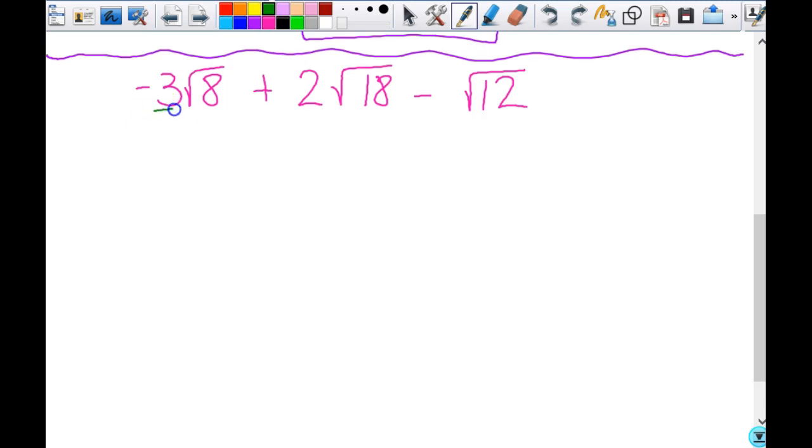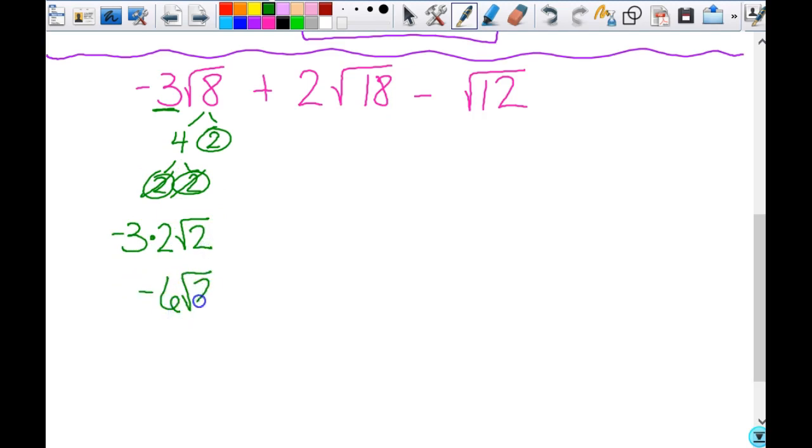So I've got, remember this 3, he just waits a little bit. So 8 is 4 and 2. 4 is 2 and 2. Right? So this negative 3 comes out, and then these 2's are a 2, and he stays underneath. So that's going to give me negative 6 square root of 2. So there's my first term that's simplified. Right? Now he's just going to wait there until we do the rest.